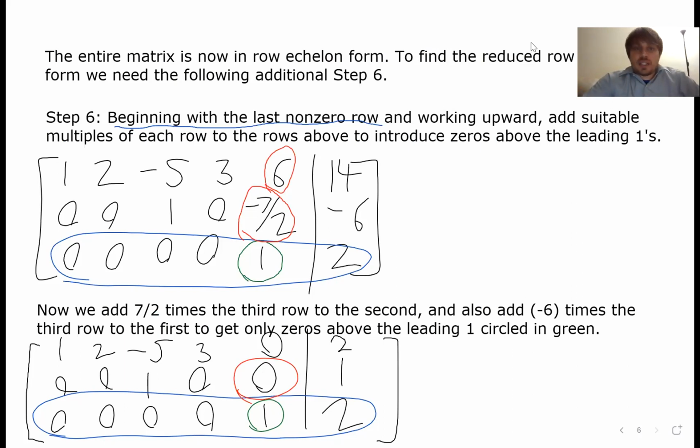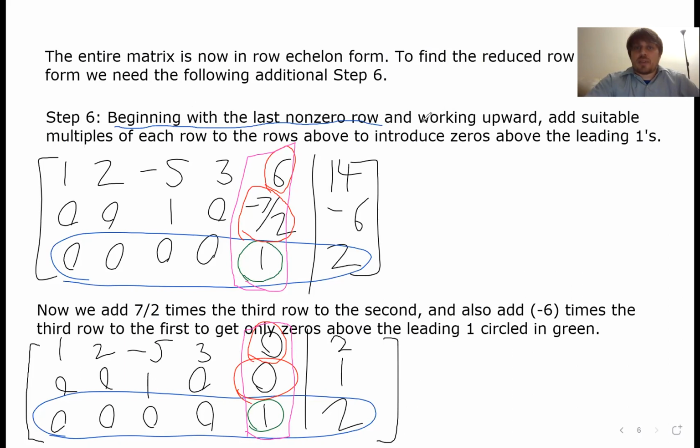Okay, and so this is the other entry that was a 6, and now it's a 0. And so now everything other than the leading 1 in that column is only zeros. See that? And so that was the change. Okay, but we're not done with step 6. It's beginning with the last row and working upward. So now we need to work upward.